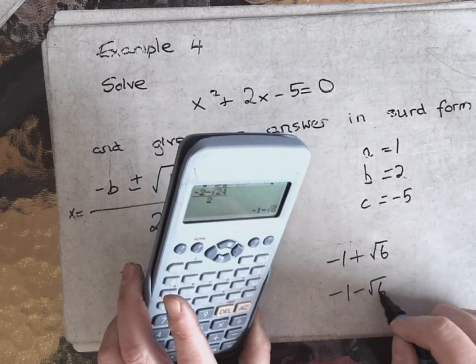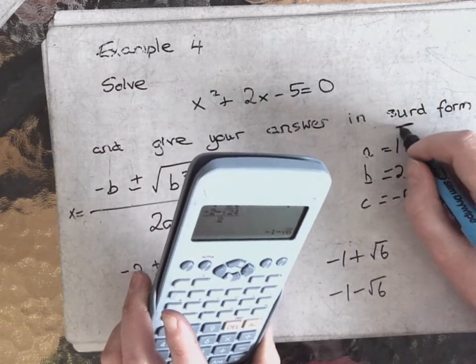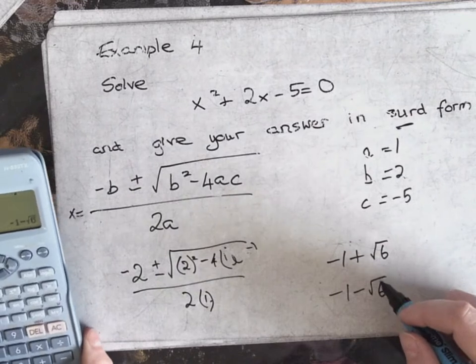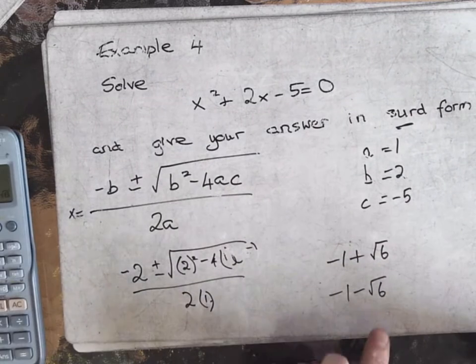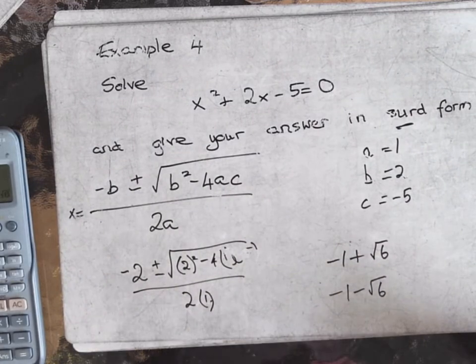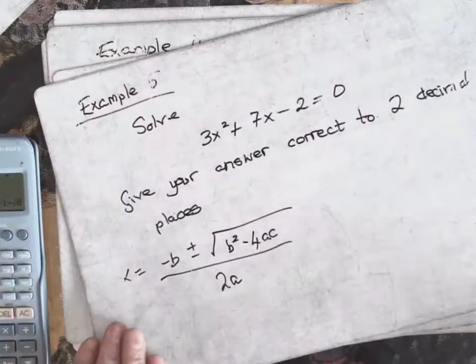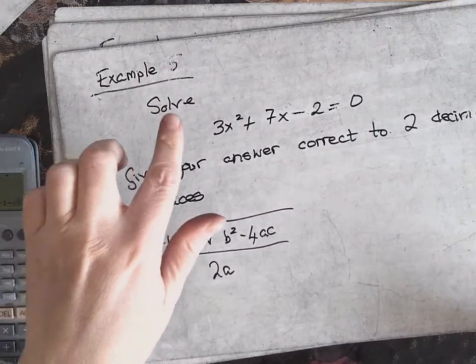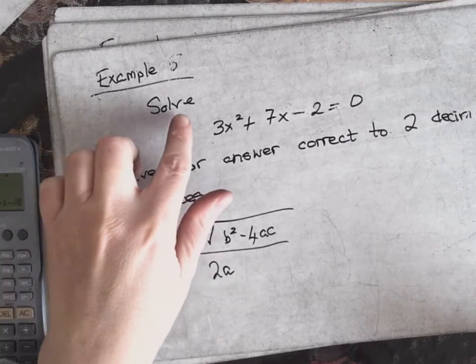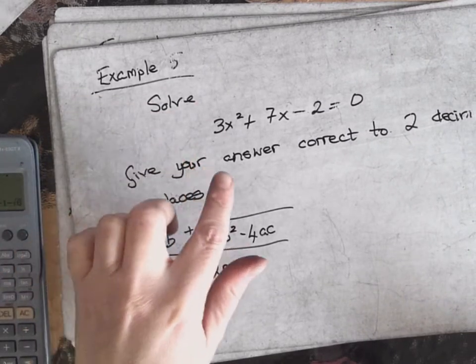And as I say, that's your answer in surd form. A surd has a square root sign, so there's one answer, there's the second answer with a square root sign. Okay? Example 5 is the same. Use the minus b formula. Solve. How do you know to use your minus b formula?